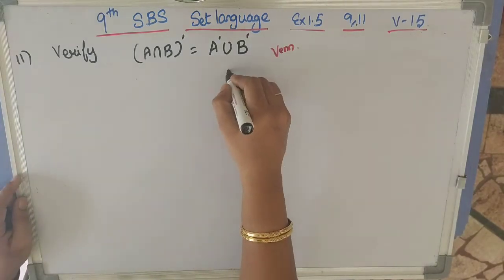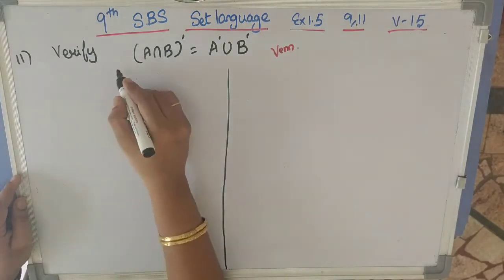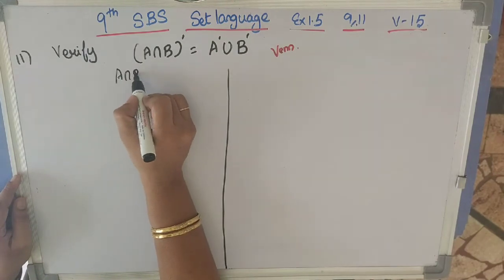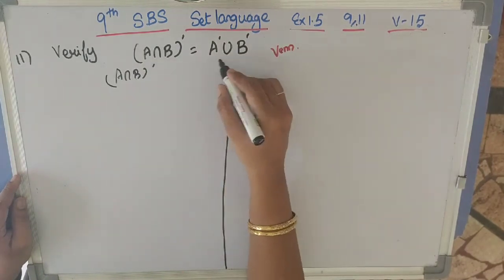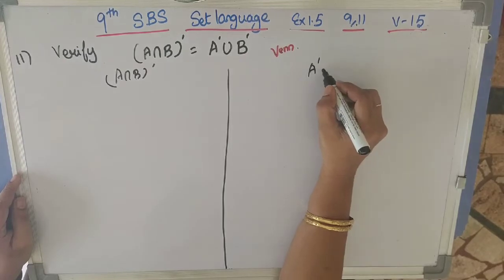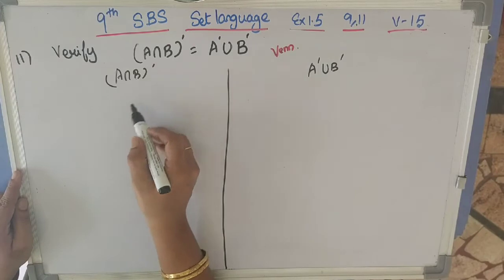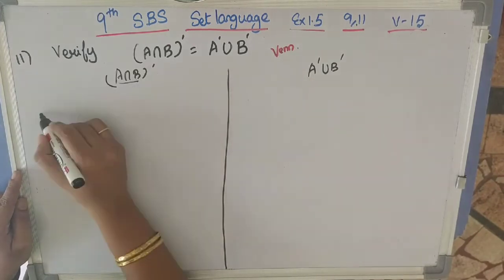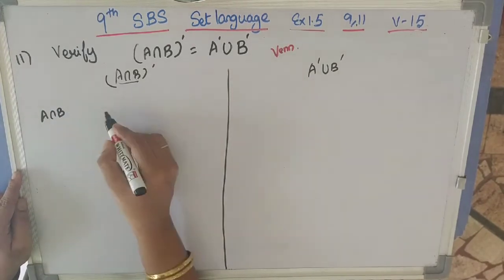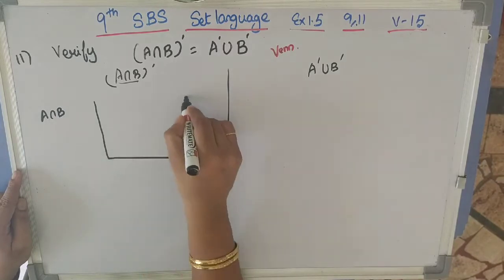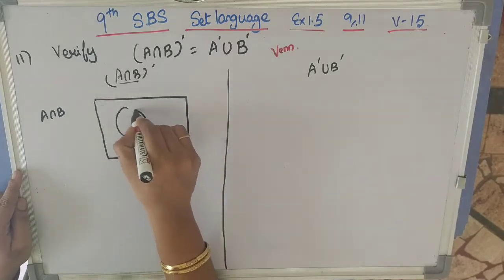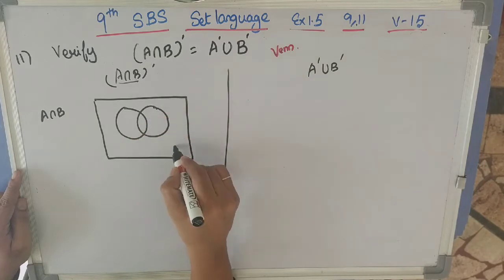First let us find what is the left hand side of the theorem, A intersection B the whole dash, and then we have to find the right hand side of the theorem, A dash union B dash, and we have to prove that both are equal. Now in order to find A intersection B the whole dash, we have to first find what is A intersection B, isn't it? So what is A intersection B?